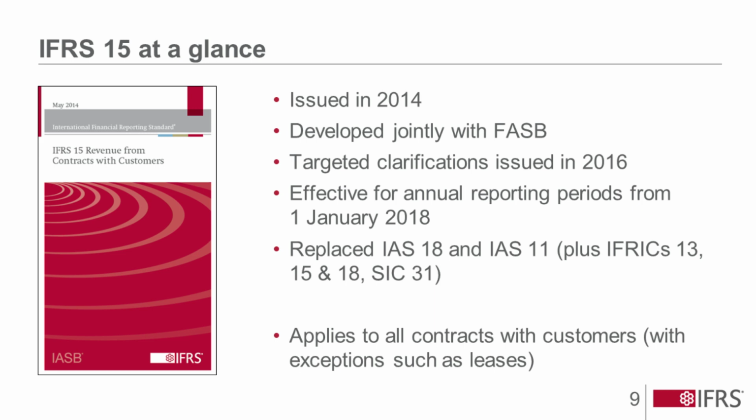So with that note behind us, let's start with when it was issued. It was issued in 2014 with an effective date of 1st of January 2017, which subsequently was extended by 1 year to financial years beginning on or after 1st of January 2018. Now, this standard was developed jointly with the U.S. Financial Accounting Standards Board, and today it remains a substantially converged standard. Therefore, capital markets around the world should be benefiting from comparable approaches to reporting revenue.